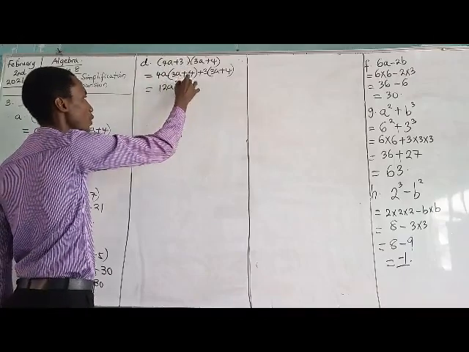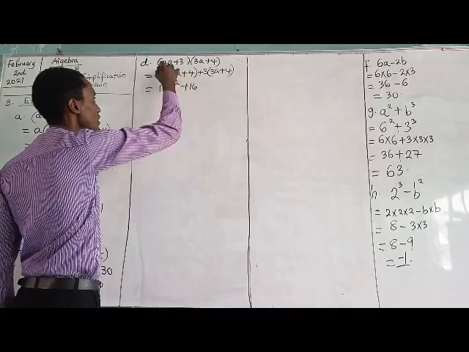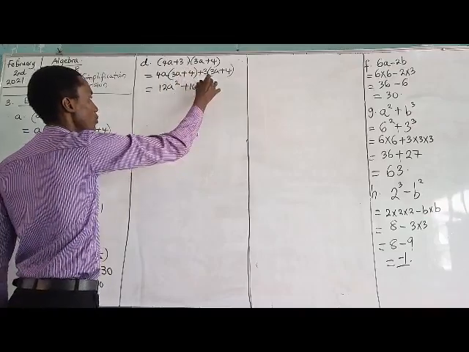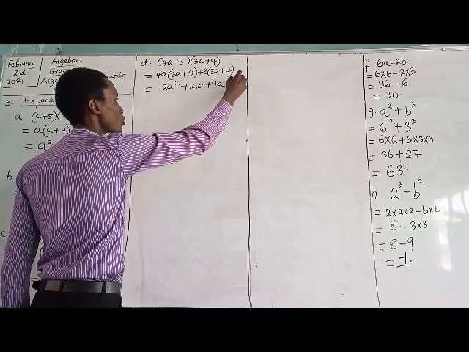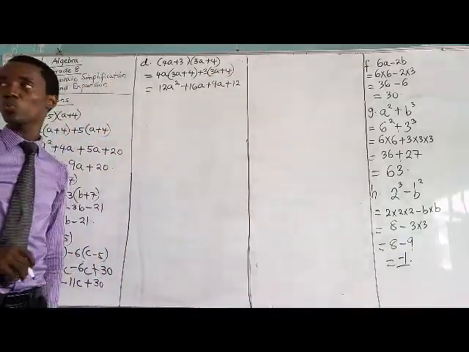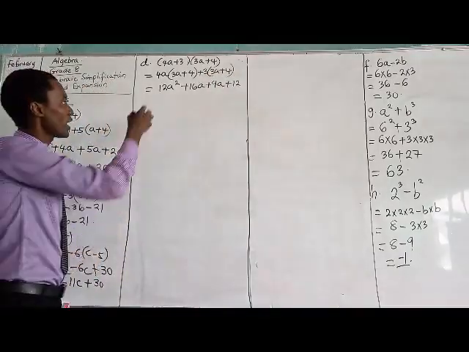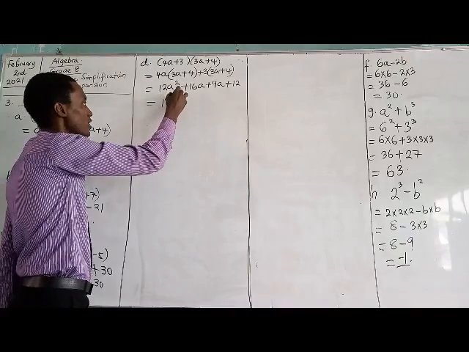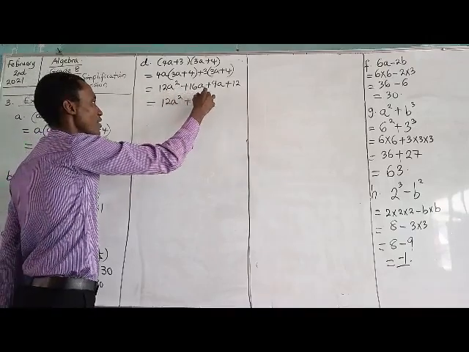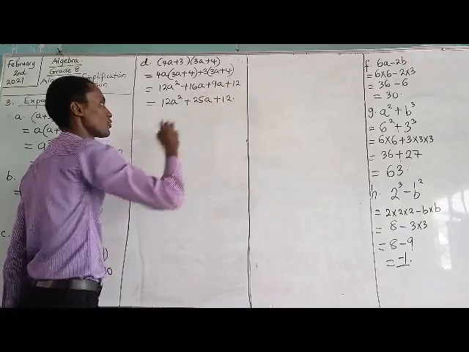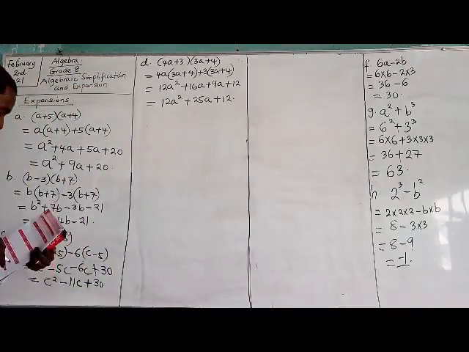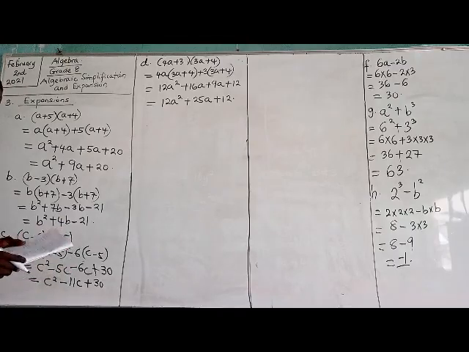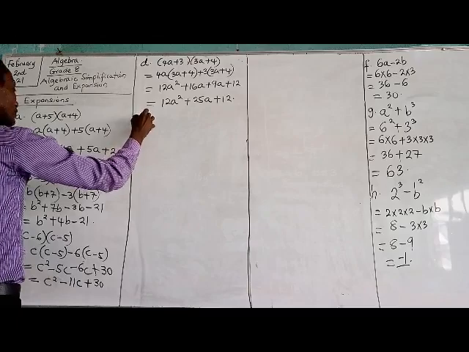12a squared plus 16a plus 9a plus 12. That will give you 12a squared plus 25a plus 12. And that takes care of the first one there. So we go to the next one, which is question E.